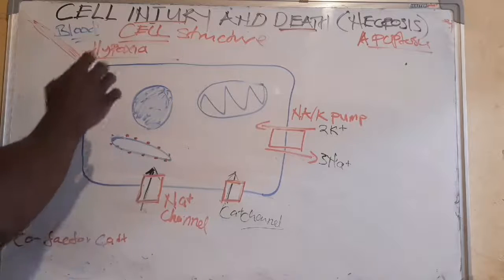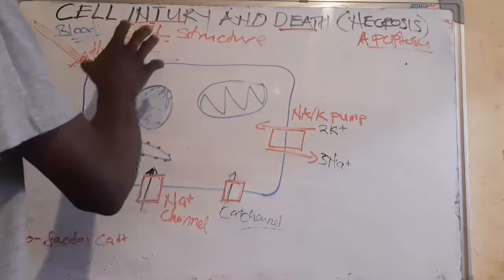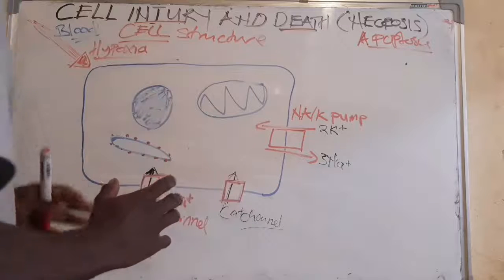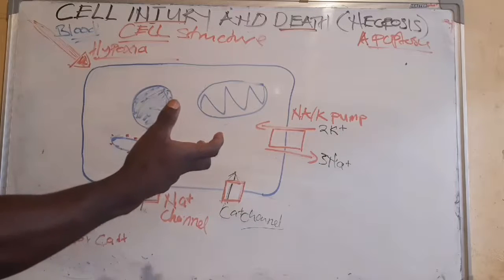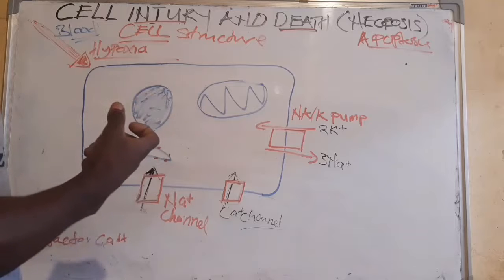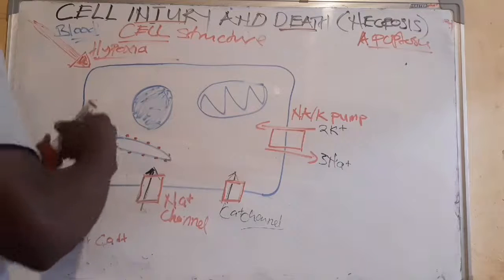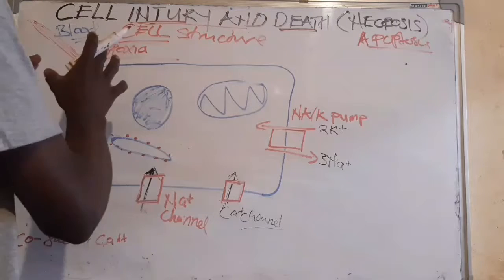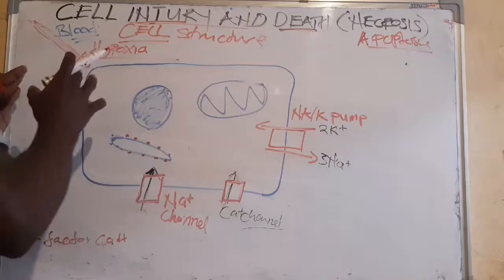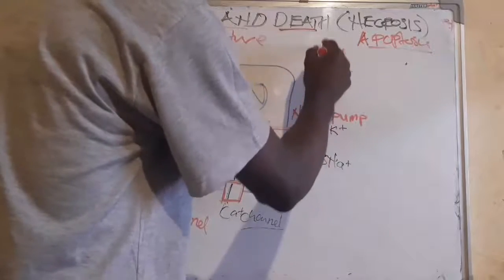In the previous video, we talked about cell adaptation. Cell injury comes as a result when the cell fails to adapt to a stimulus. When the cell fails to adapt to a stimulus, it causes injury to the cell. This happens when the stimulus is mild.